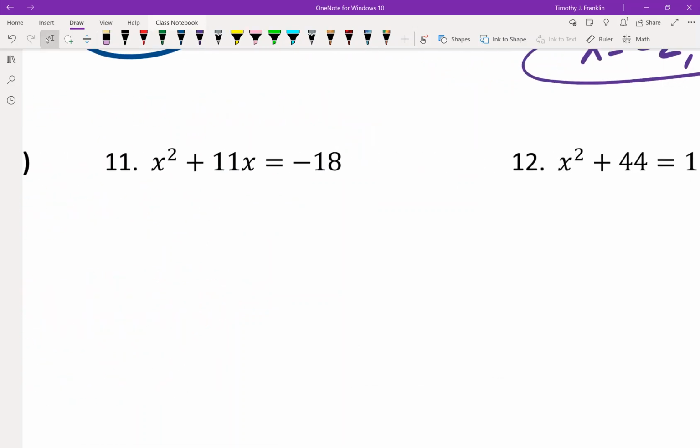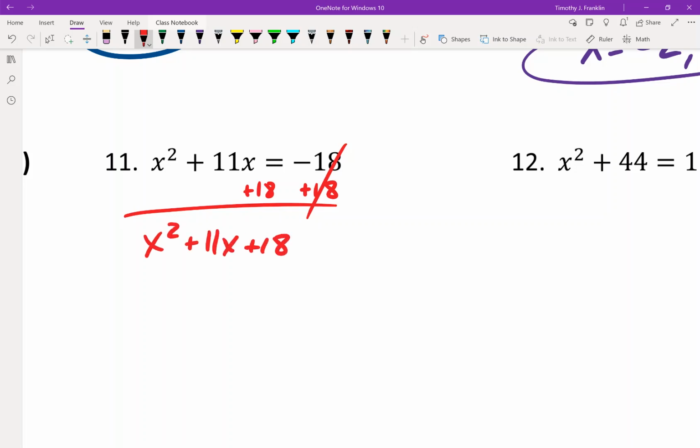All right, number 11, this equation is not set to 0. So remember, we have to do that. We have to get 0 on one side. So we need to bring this 18 over here. So we get x squared plus 11x plus 18 equals 0. Remember to do the opposite whenever you are eliminating something from one side of the equation. But now we can factor.